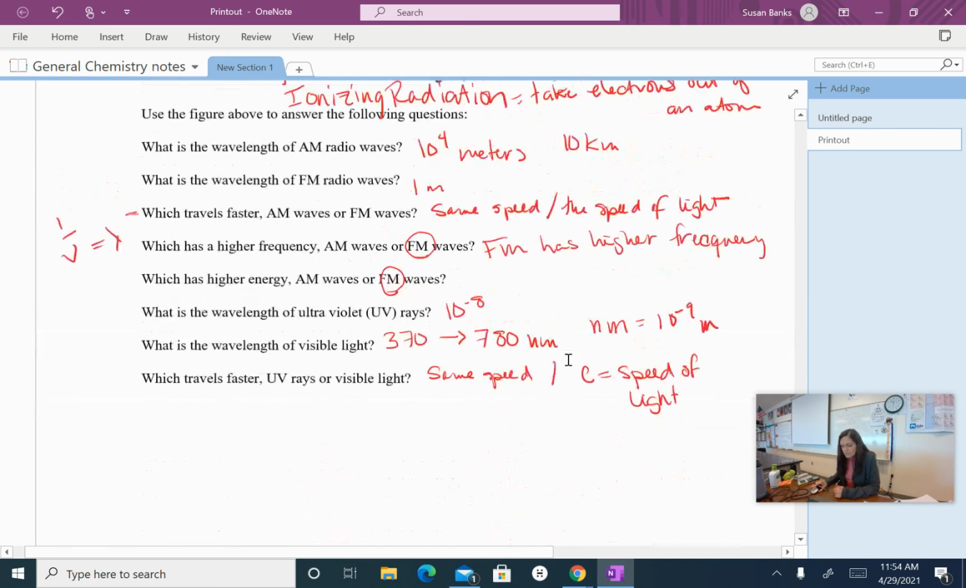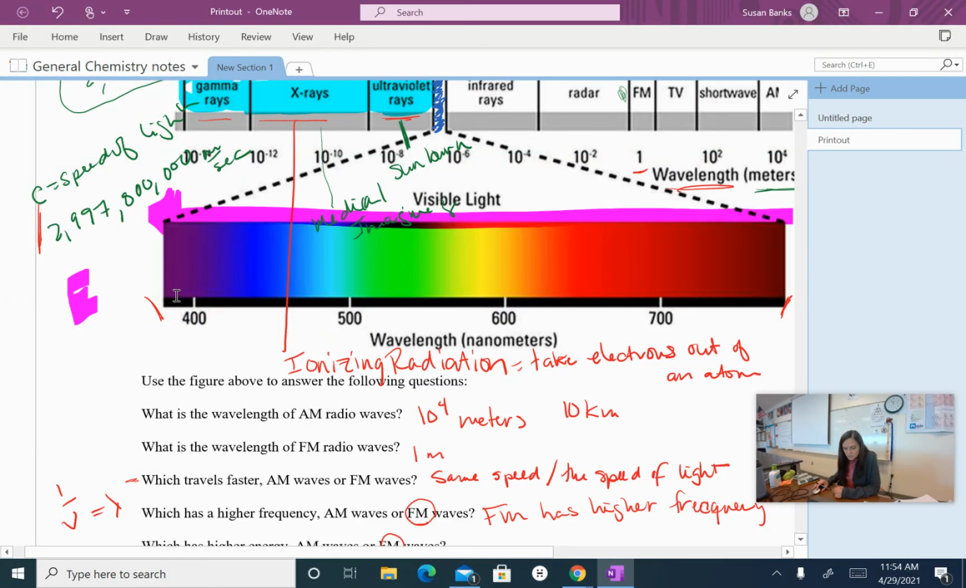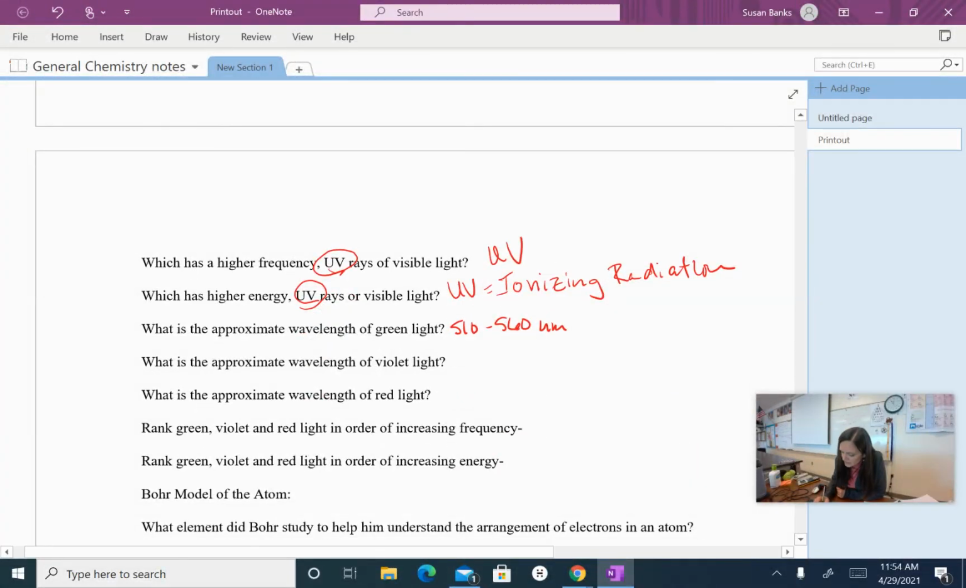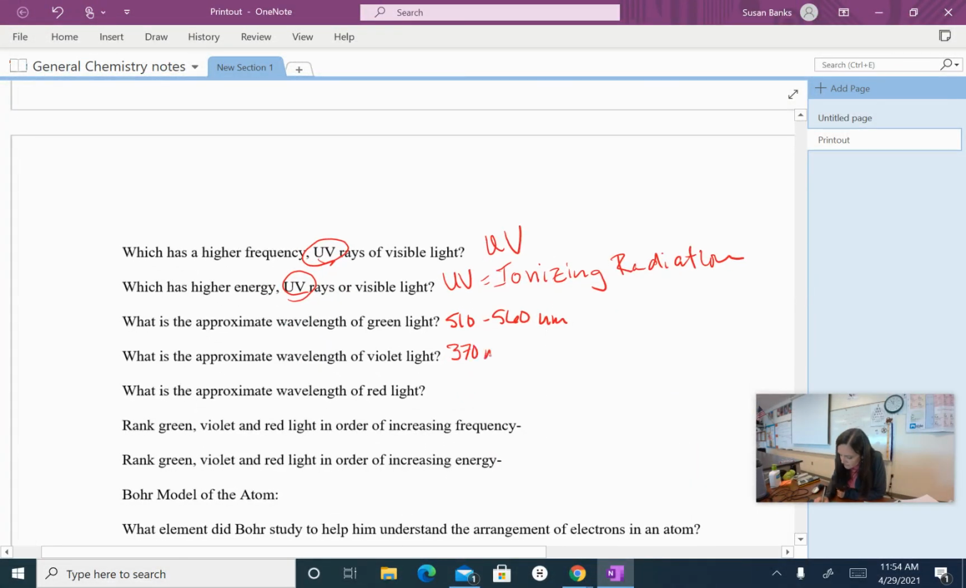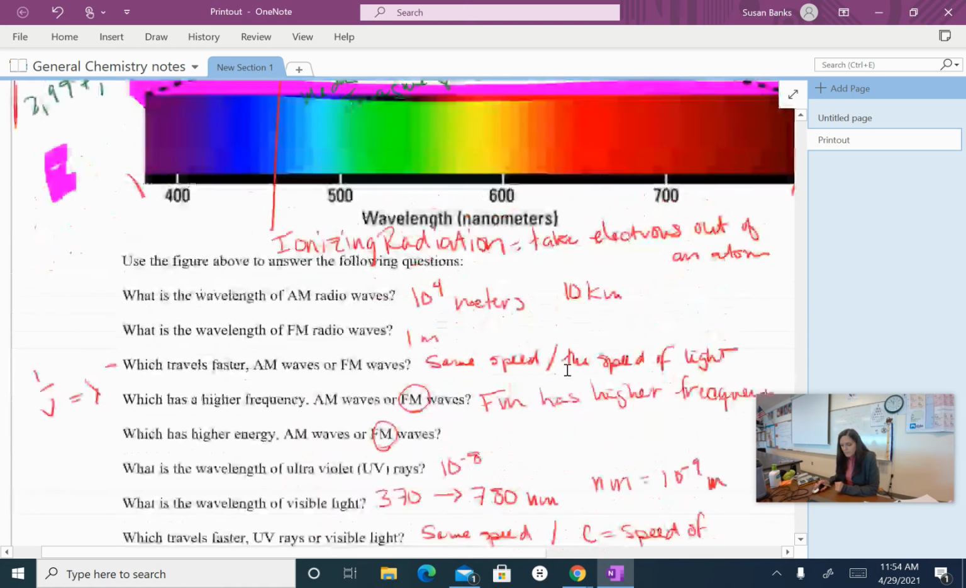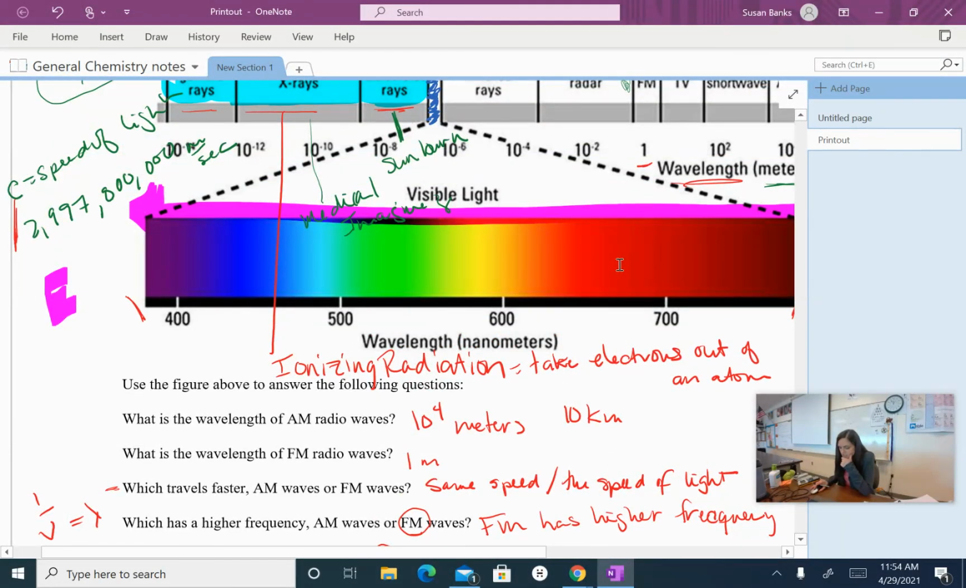Let's look at violet light. Violet light, purple. So we have about 370 to about 410 is violet light, what I would consider violet light. So about 370 nanometers to about 410 nanometers is violet light. What about red? Let's look at red. Red's going to have the biggest wavelength because it's the lowest energy. So I'd say for red, we've got about 670 to about 720. 670 to 720.